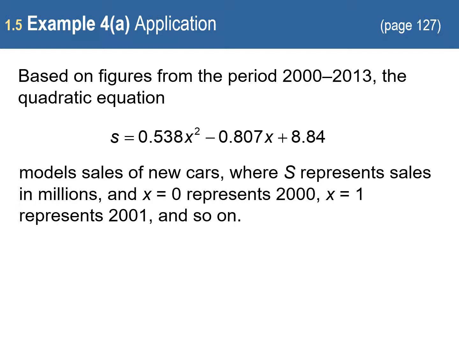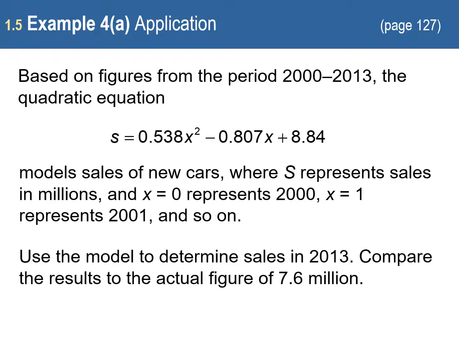Now, sometimes we're just going to give you a funky equation. So suppose I tell you that based on the figures from the period 2000 to 2013, a quadratic equation models sales of new cars, where S represents the sales in millions, and X equals 0 represents the year 2000, X equals 1 represents 2001, etc. And I want you to use the model to determine the sales in 2013 and compare the results to the actual figure of 7.6 million.